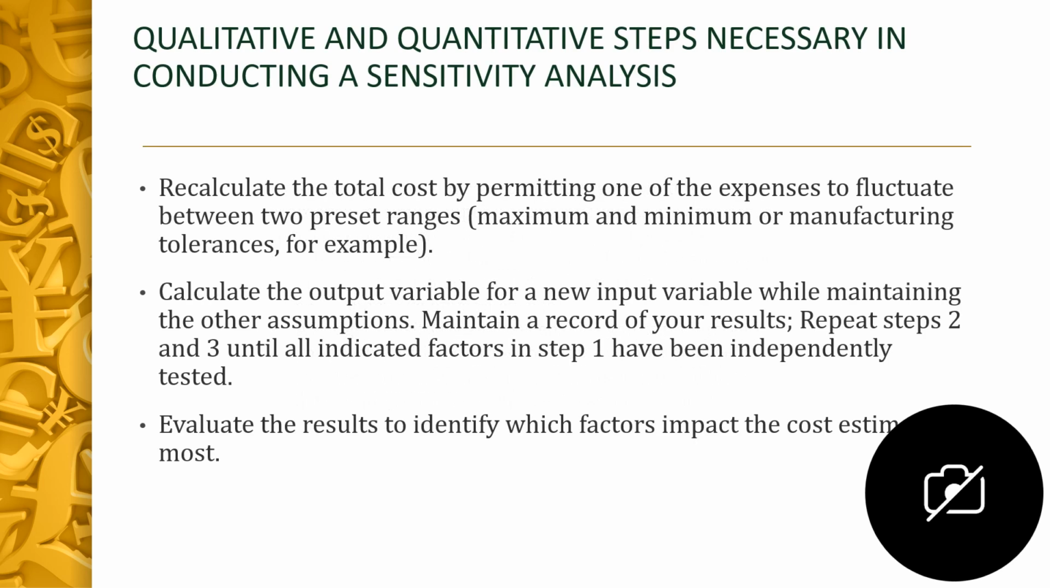Qualitative and quantitative steps necessary in conducting a sensitivity analysis. So this is very important. Recalculate the total cost by permitting one of the expenses to fluctuate between two preset ranges. So you're going to have your maximum and minimum or manufacturing tolerances. For example, you're going to calculate the output variable for a new input variable while maintaining the other assumptions. Maintain a record of your results, and you're going to repeat steps 2 and 3 until all indicated factors in step 1 have been independently tested.